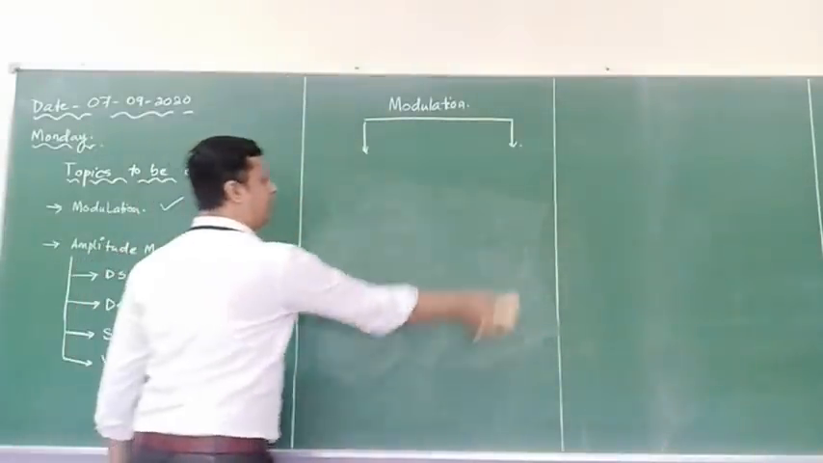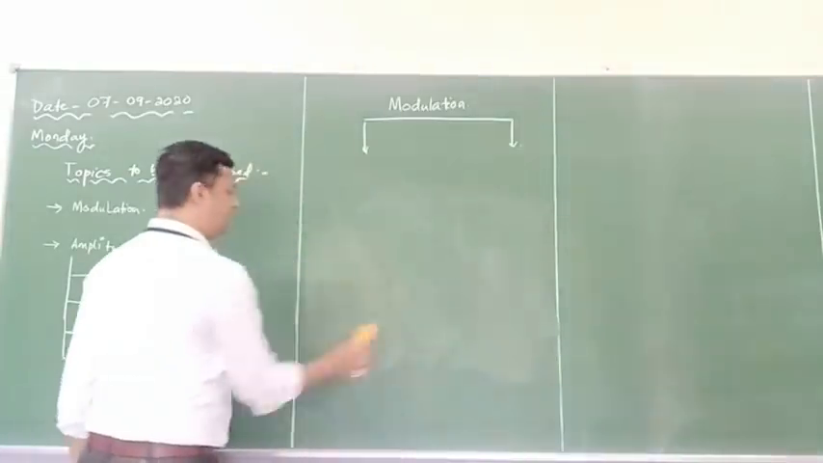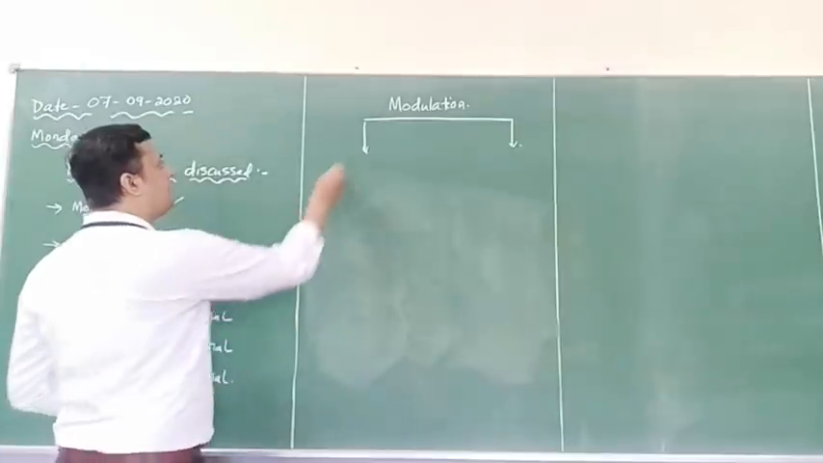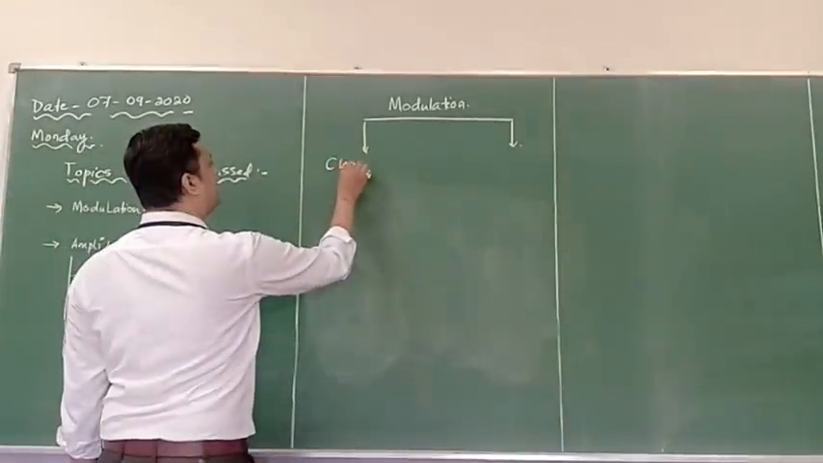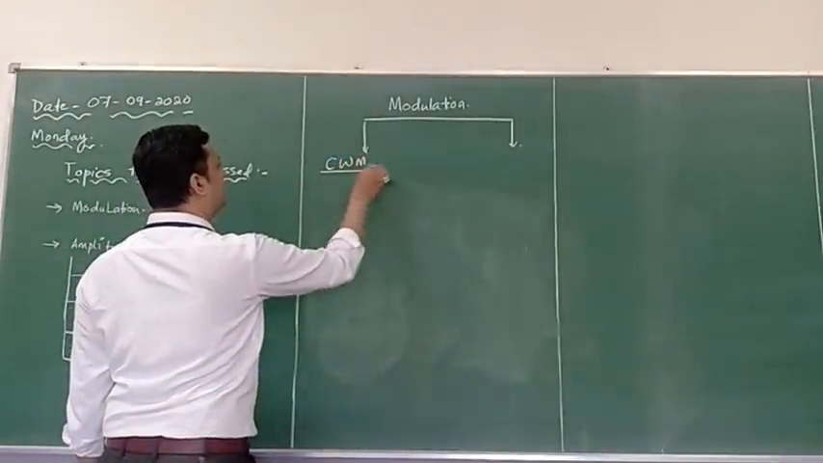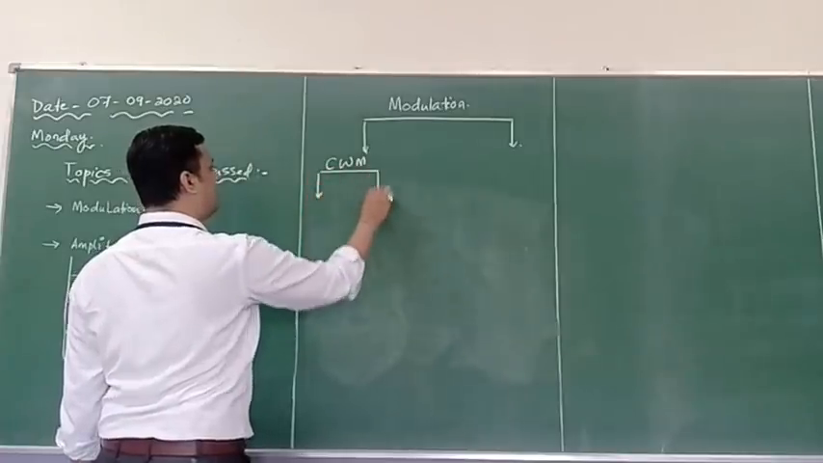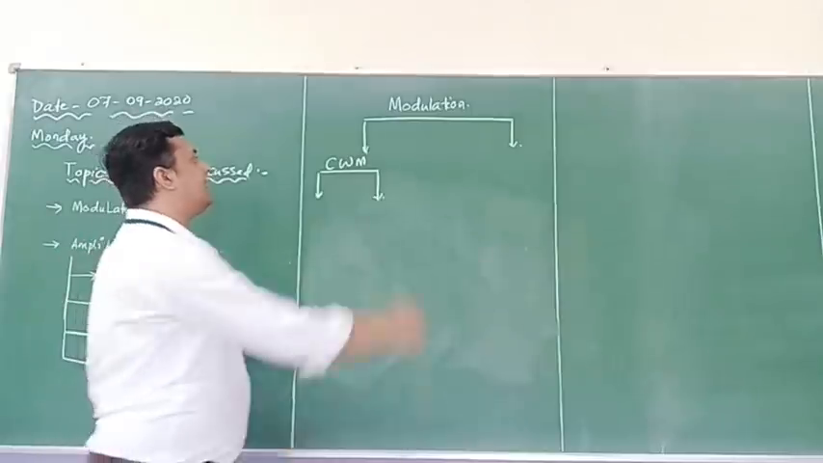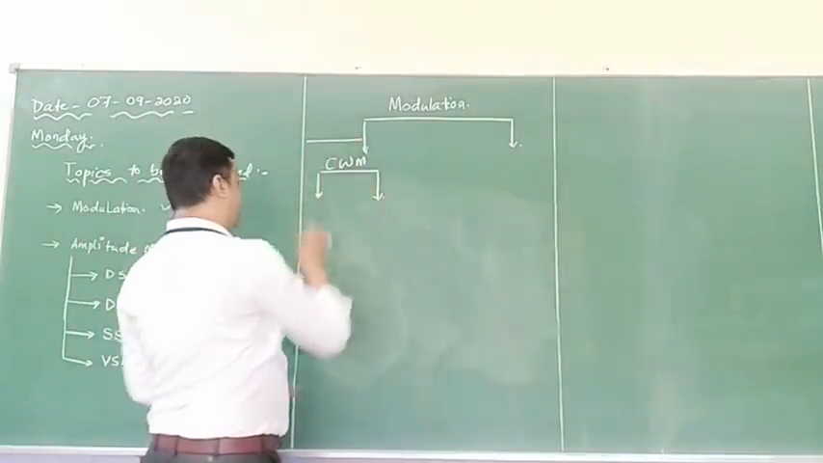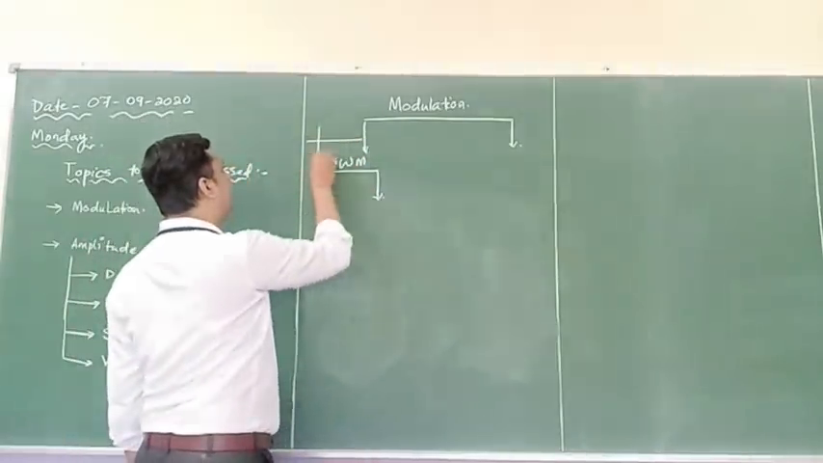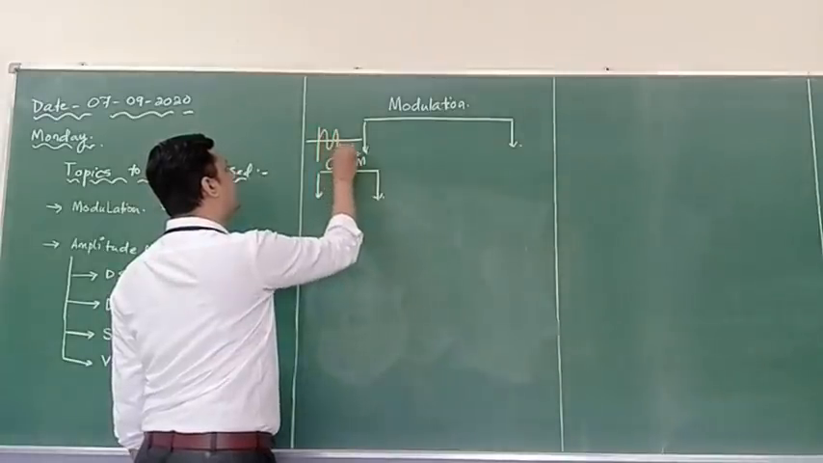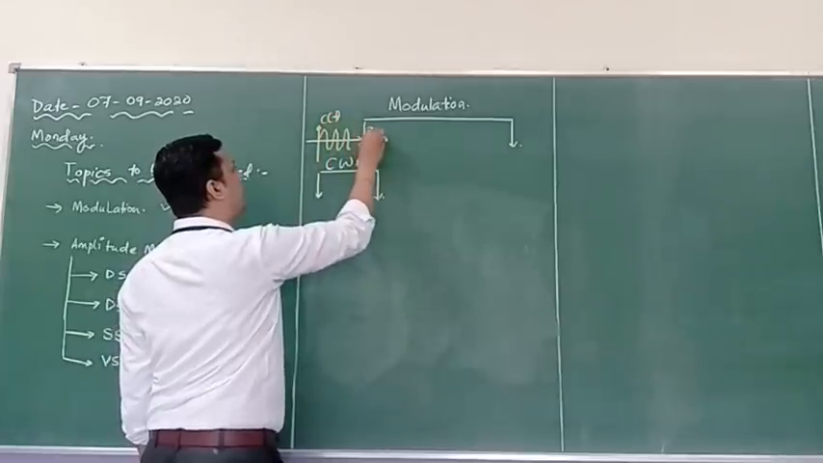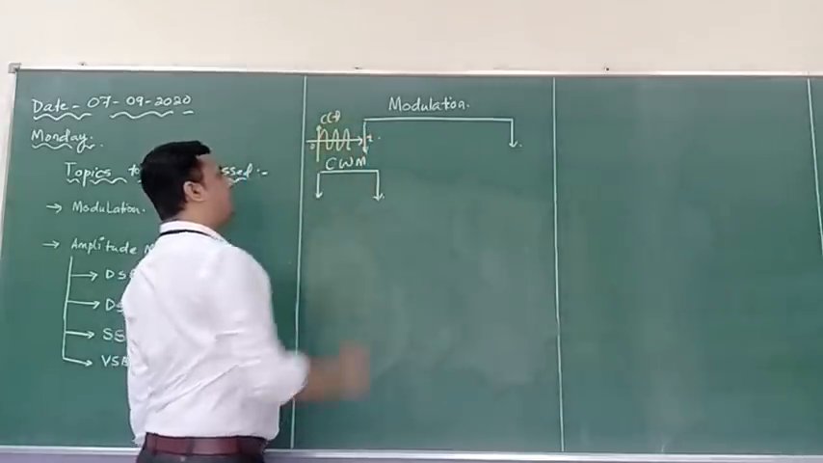So this modulation process depends upon the characteristics of the carrier. It is called continuous wave modulation, CWM. Continuous wave modulation means the carrier is continuous in nature. I can write it as C of t, with time period T.